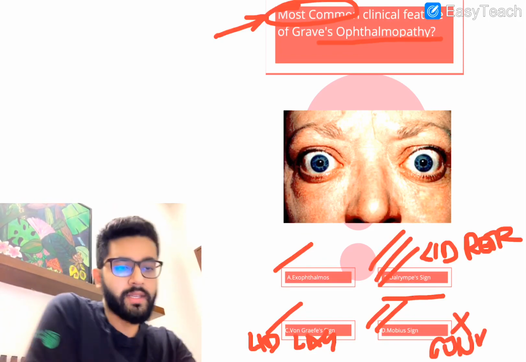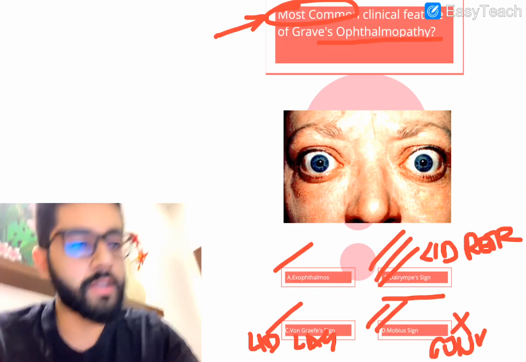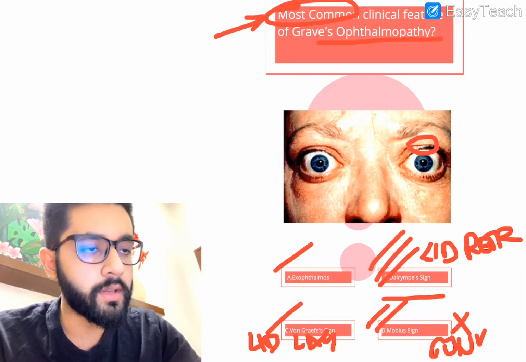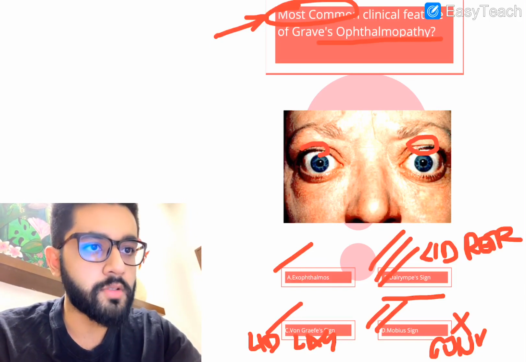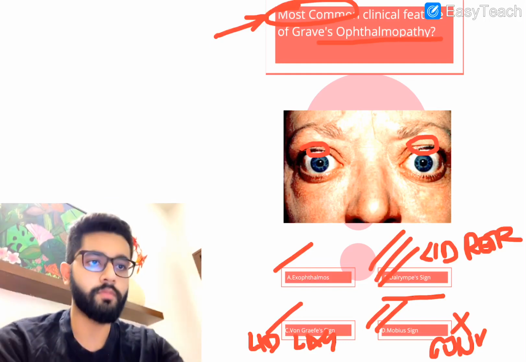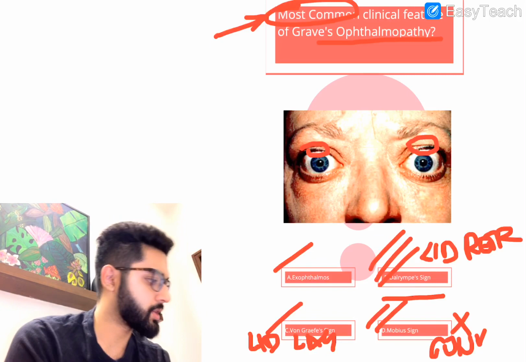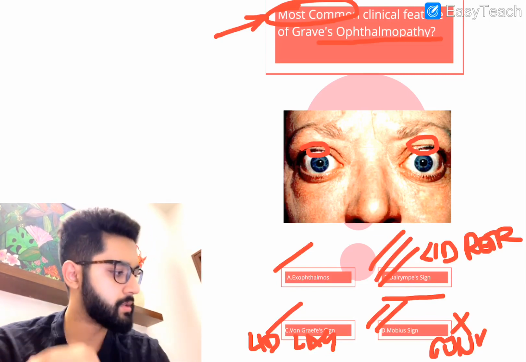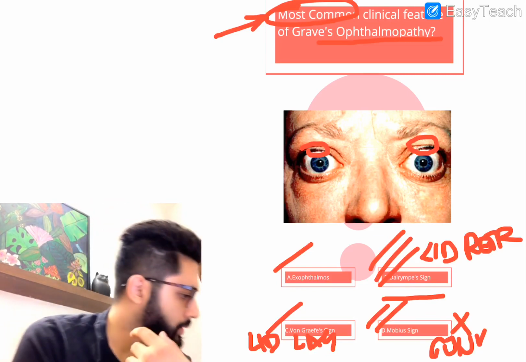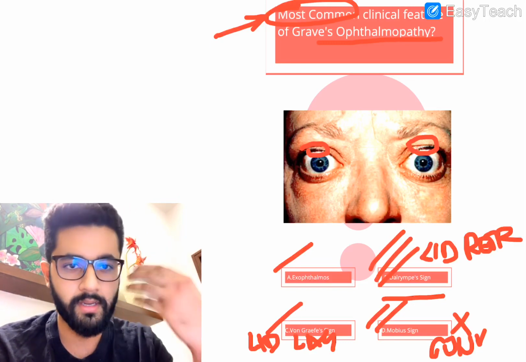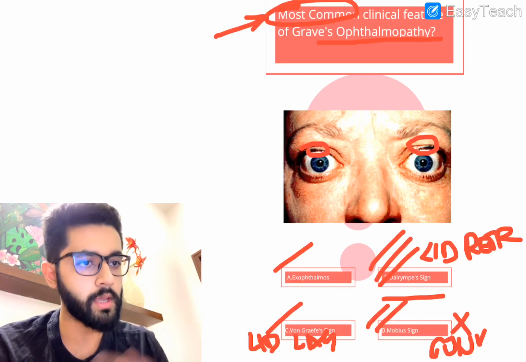So a few things about Dalrymple sign, because the question was based on that. How do you know if it's positive? You can see a bit of sclera over the iris. You can see this small patch of sclera between the lid and the iris. That is seen because of the lid retraction. And why does lid retraction happen in this case? It's because of the overaction of the Muller's muscle. In Graves' ophthalmopathy, there is an overaction of the Muller's muscles, and that's why you see it here.